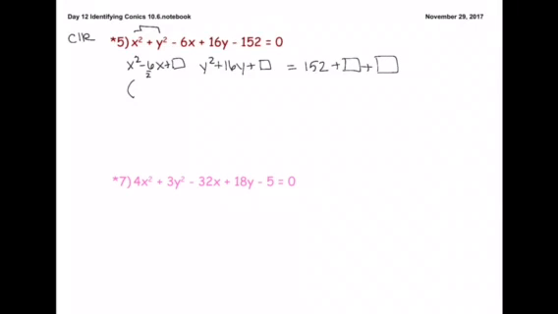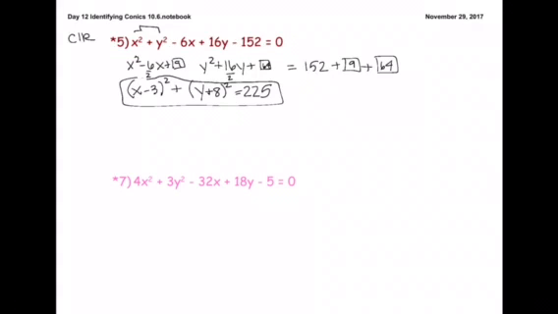b divided by 2 gives us negative 3 squared. 3 squared is 9 to both sides of our equation, plus 16 divided by 2 is positive 8. 8 squared is 64. 152 plus 9 plus 64 is 225. And we just wrote the standard form of our circle.